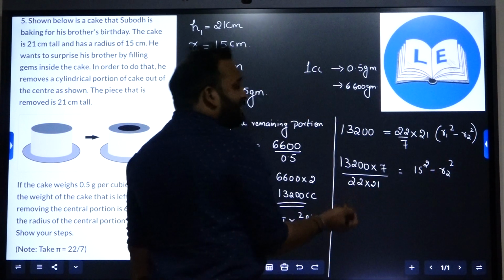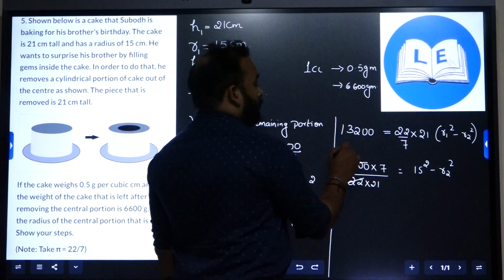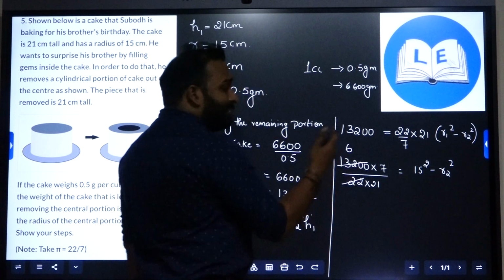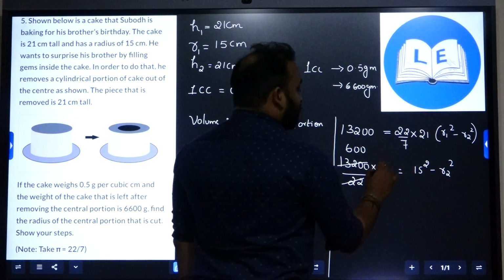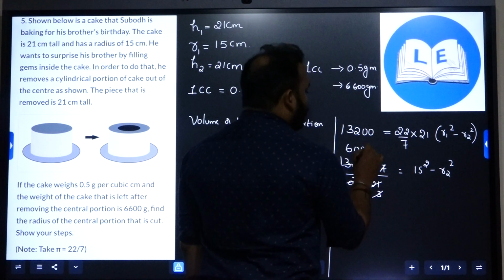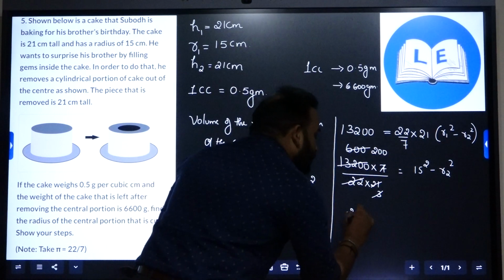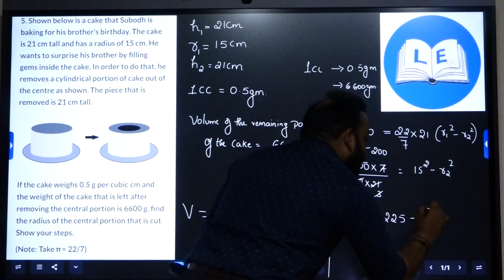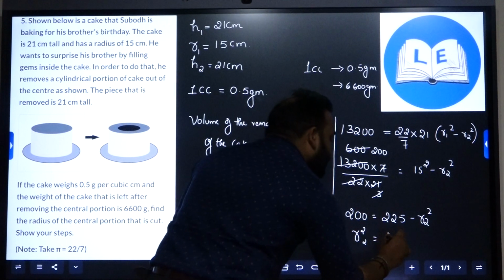Now here, children, it's easy to simplify because you know these are multiples. 22 6 times is 132, correct? 2 6 times is 12, so 132. So put 2 zeros here. Yes. And 7 3 times is 21, 3 200 times, correct? So we got 200 is equal to 225 minus R2 square. So you can easily write R2 square is equal to 225 minus 200, which is nothing but 25.